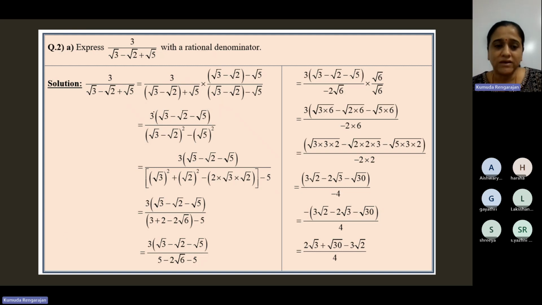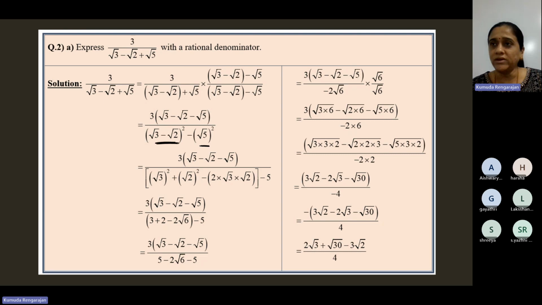Now don't multiply. We have seen this earlier. Don't write the numerator as 3 root 3 minus 3 root 2 minus 3 root 5. Don't do that. Okay, so we'll wait till the end. We'll carry the numerator as it is. We'll not multiply this 3 with the terms inside the bracket. In the denominator, A square minus B square, right?